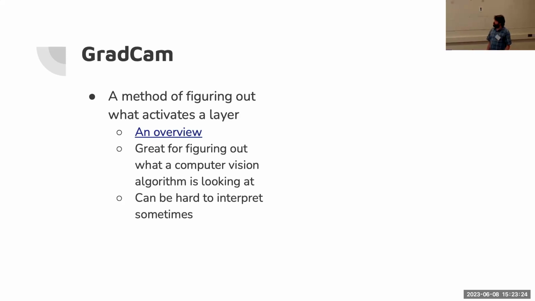There's Grad-CAM, which is actually a method of doing local reasoning. What it basically does is say what parts of the image most excited the layers. You can pass your input through, and then you can do math, as you do, on a specific layer and look at the response of the layer to specific areas of the image. This is great for figuring out what the computer vision algorithm is actually looking at. It can be hard to interpret sometimes.